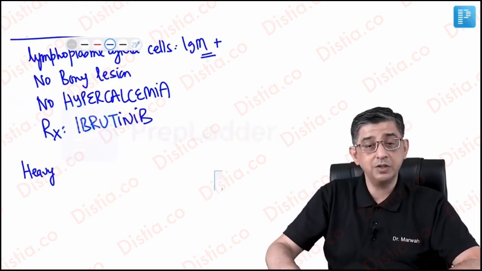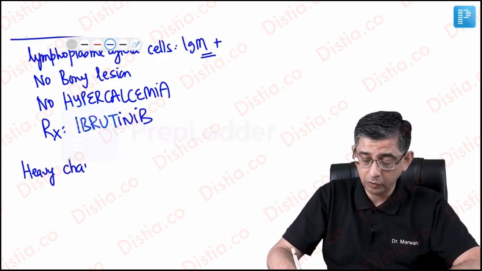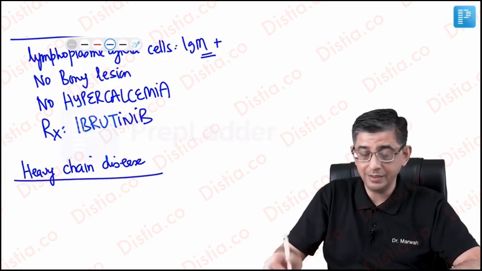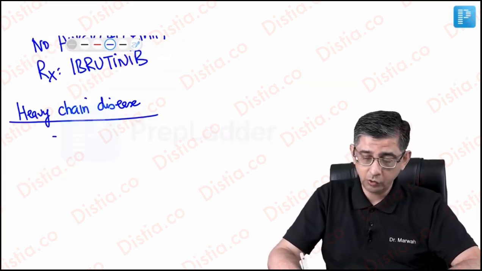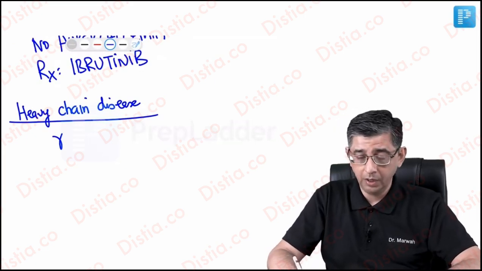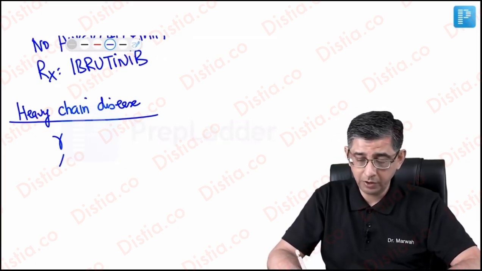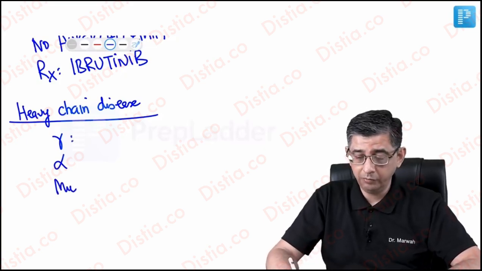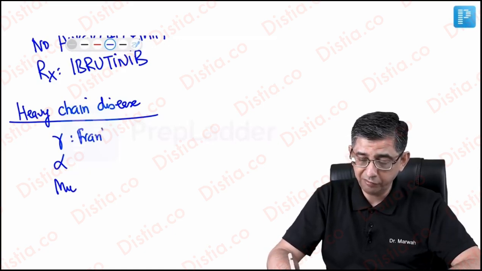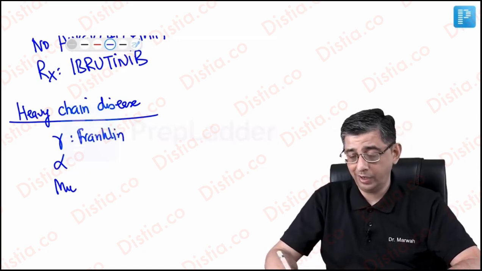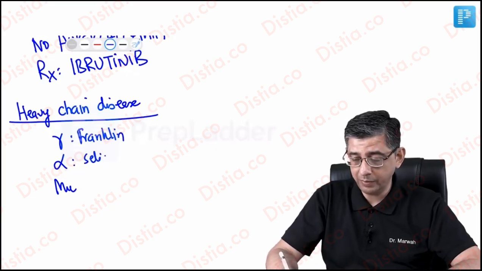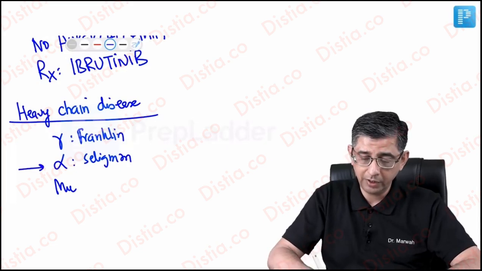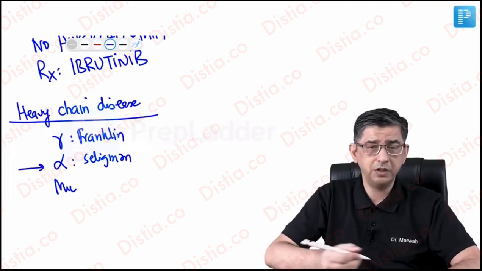And then he will ask you regarding heavy chain disease. The ones that I've explained to you till now, two of them are light chain diseases. Heavy chain disease, three terms to be remembered: gamma chain overproduction, alpha chain, and then mu chain overproduction. The name for gamma chain overproduction would be Franklin disease. For alpha, that would be Seligman disease, and then there is mu chain disease. And out of the three, the one that is relatively more common is alpha heavy chain disease.